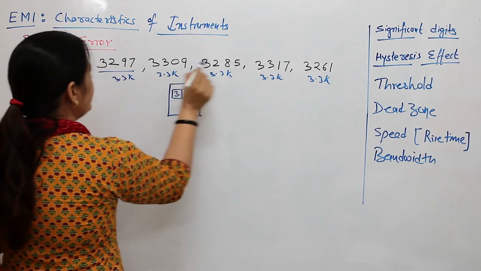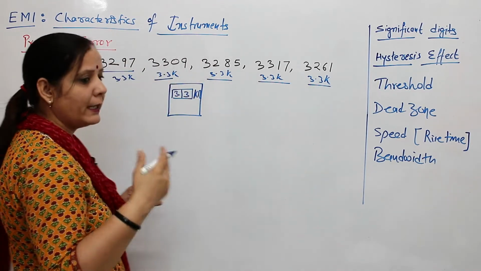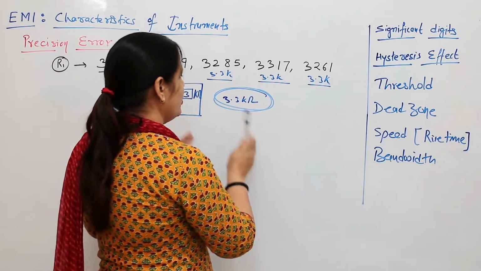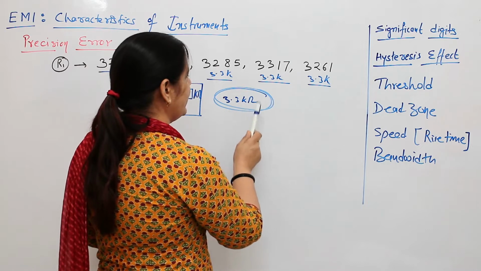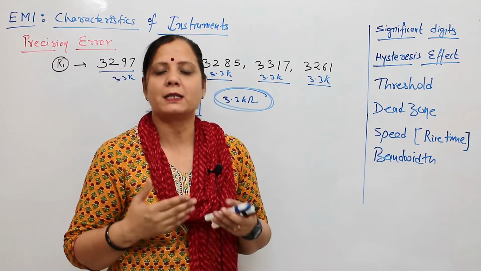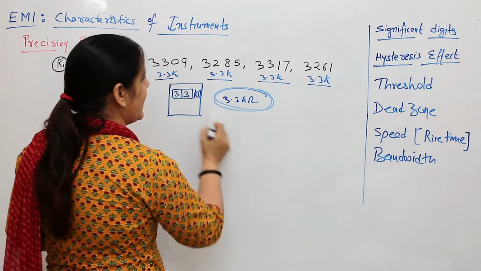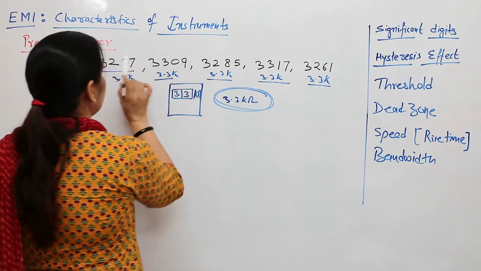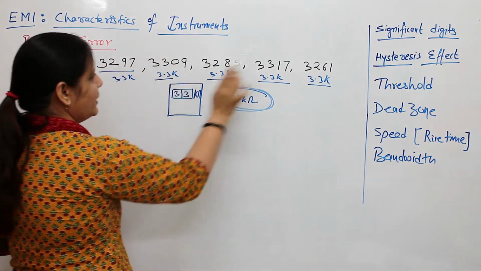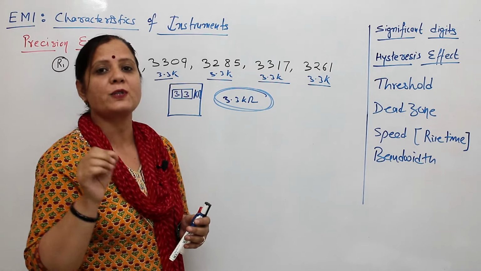So despite all the readings being different, the display is still 3.3 kilo ohm and the user is reading it as 3.3 kilo ohm. Each time the user notes down the reading as 3.3 kilo ohm and it seems the measuring unit is highly precise. But this is not a correct statement because of lack of significant digits. Our repeated readings are the same but the measurement is different. So our instrument is not accurate but it is reflecting high precision because of lack of significant digits.